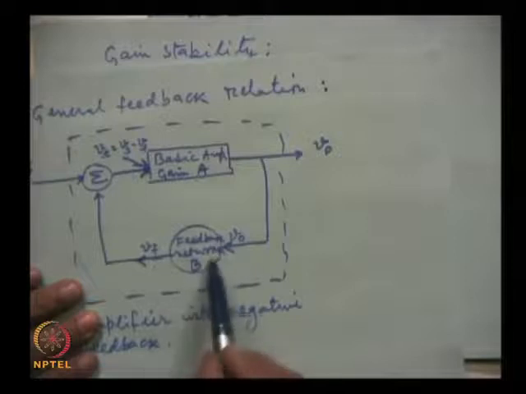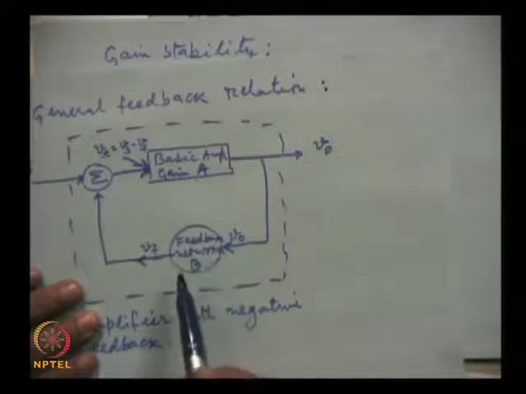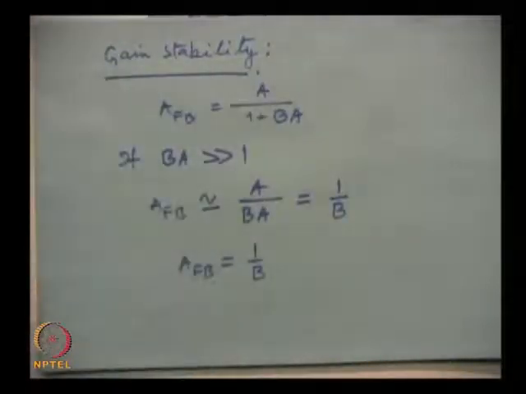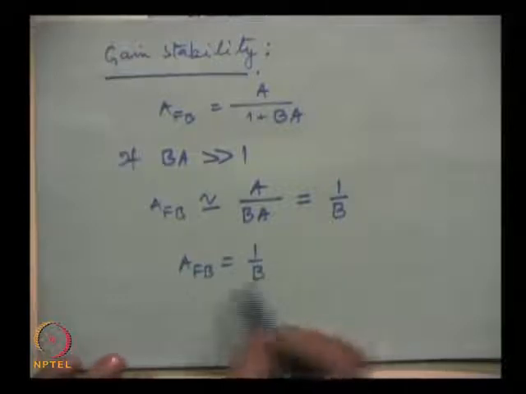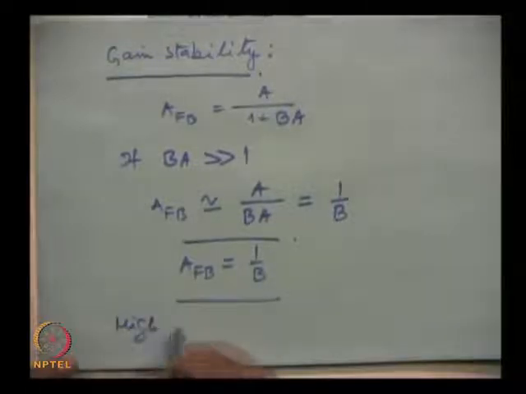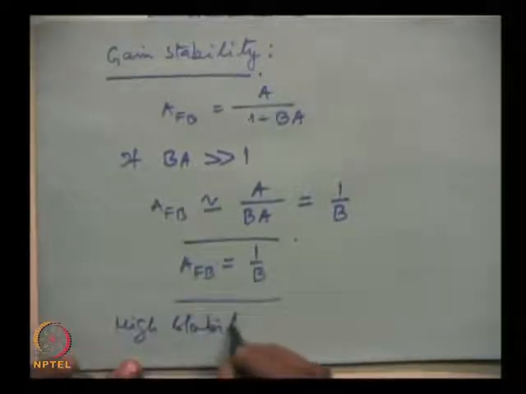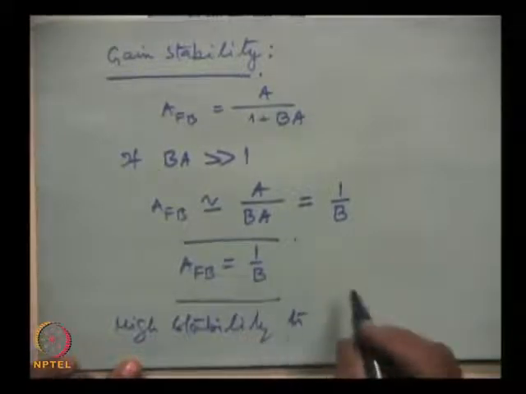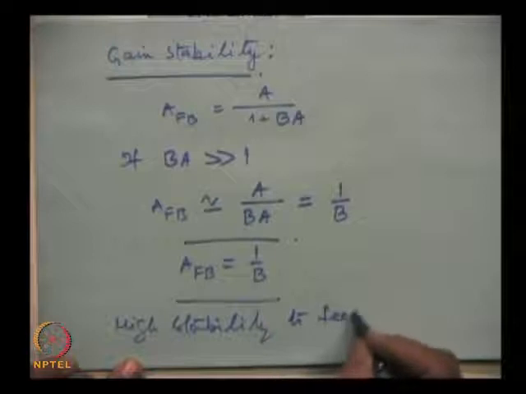That is the gain of the feedback circuit. This is the feedback circuit, and as I said in the beginning, here there are only 1 or 2 resistances. So, they are anyway quite stable. So, this is high stability to the feedback amplifier.